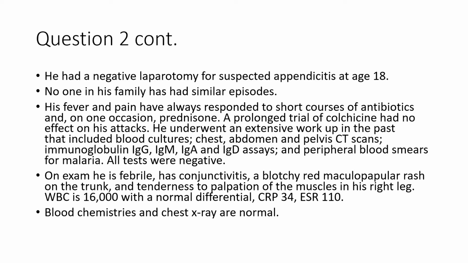Fever and pain have always responded to short courses of antibiotics, and on one occasion, prednisone. A prolonged trial of colchicine has had no effect on his attacks, and he underwent an extensive workup, including blood cultures, chest, abdomen, pelvis CT scans, immunoglobulin, IgG, IgM, IgA, and IgD assays, and peripheral blood smears for malaria. All of these tests were negative. On exam, he was found to be febrile. He has conjunctivitis, a blotchy red maculopapular rash on the trunk, and tenderness to palpation of the muscles in his right leg. White blood cell count is 16,000 with a normal differential. CRP is 34, ESR is 110. Blood chemistries and chest x-ray are normal.